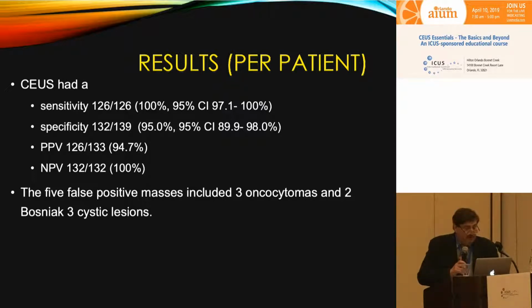The 5 false positive masses included 3 oncocytomas, so we're always going to call those malignant. In our institution, they're all either biopsied or come out because the pathologist actually won't read based on a biopsy if it's an oncocytoma or a renal cell carcinoma. And we had 2 Bosniak 3 cysts that had thick wall enhancement that turned out to be infected cysts.